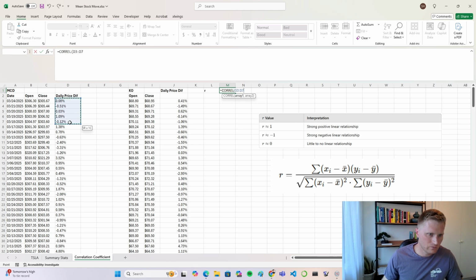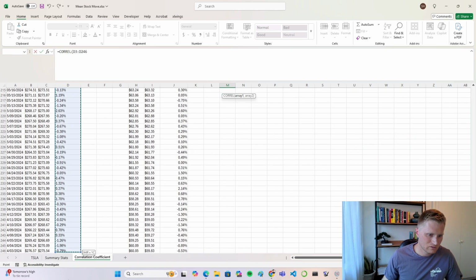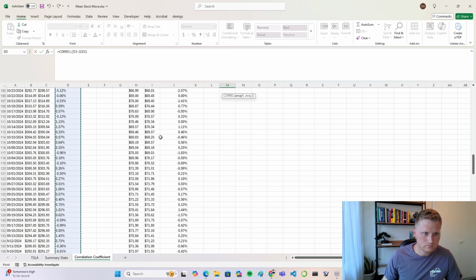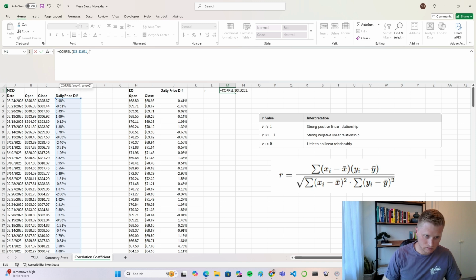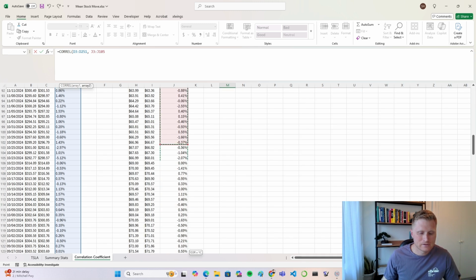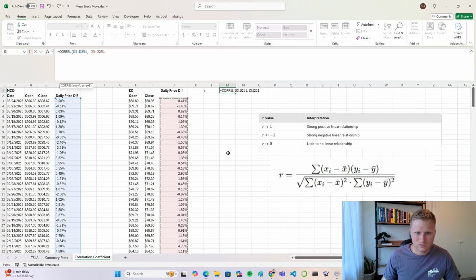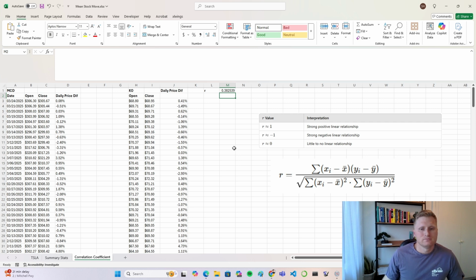So this is going to be the first array, and this is the McDonald's daily price change. It's array 1. And then we comma, and then we want array 2. I'm actually excited because this is something that I have no idea if it's correlated or not. Okay. All right. Not as correlated as I was led on to believe.